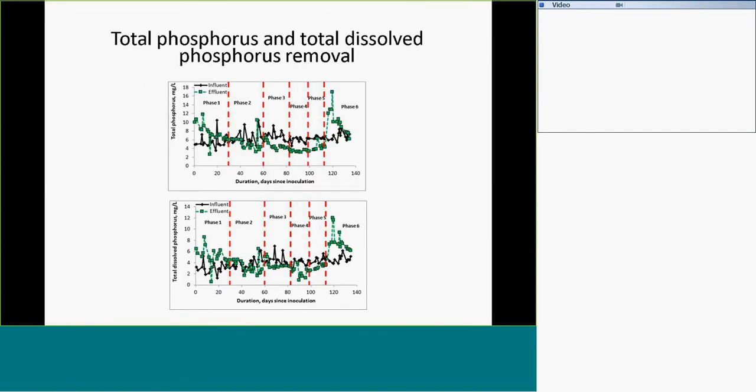Again, the black line is influent, the green line is effluent. When the electrochemical process occurs, the phosphorus is always removed. When the electrochemical process stopped, you can see in the effluent the phosphorus concentration jumped to like 18 milligrams per liter. Phosphorus is stored in the tank.